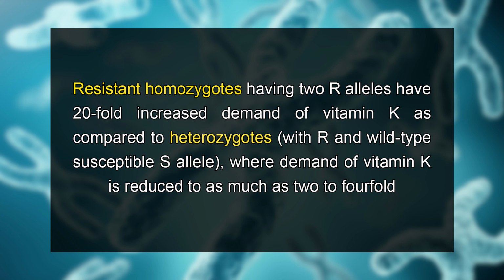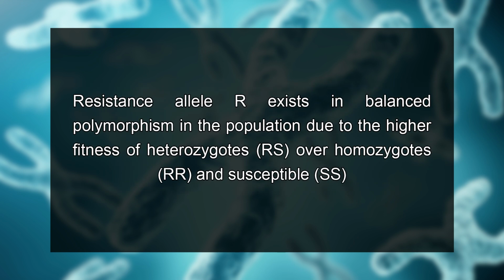The resistant homozygotes having two Rs, that is two dominant or capital R alleles, have a 20-fold increased demand of vitamin K as compared to heterozygotes with genotype capital R and wild type susceptible S allele, whose demand of vitamin K is reduced to as much as 2 to 4-fold. The resistance allele R exists in balanced polymorphism in the population due to the higher fitness of heterozygotes, that is RS, over homozygotes, that is RR genotype, and susceptible SS genotype.